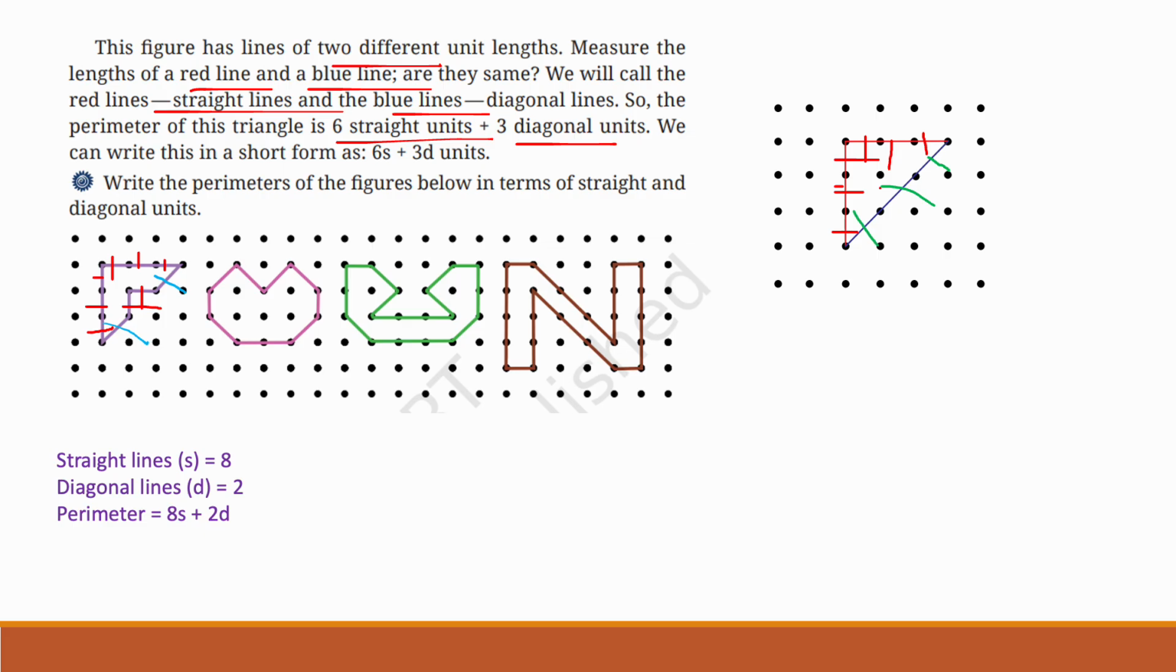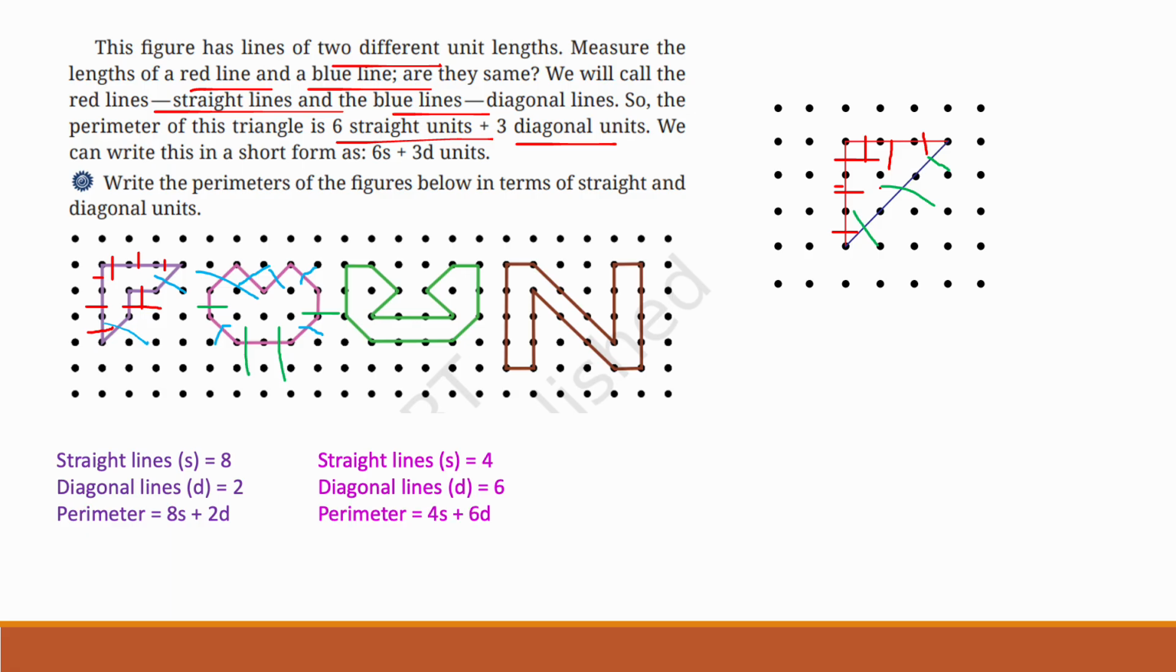See the next figure. How many straight lines are there? See 1, then 2, 3, then 4. So 4 straight lines are there. Then how many diagonal lines are there? See 1, 2, then 3, 4, then 5, 6. So 6 diagonal lines are there. So the perimeter is 4s plus 6d.